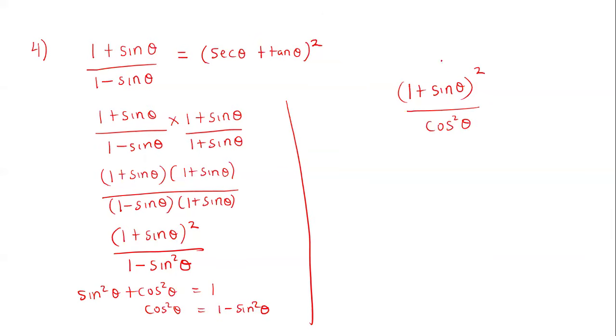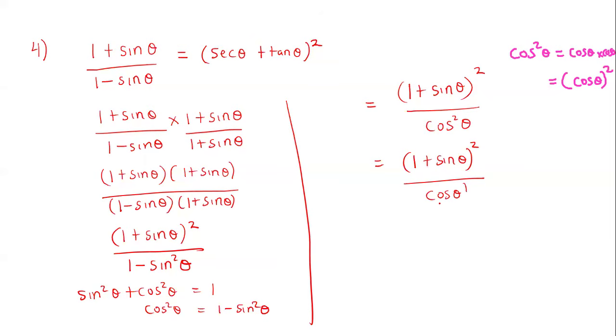So, but this is squared. Now, I want you to know this mathematics as well. You know very well that cos squared theta means cos theta times cos theta, which we can write mathematically as cos theta everything squared. So, at this next step, I'm going to say that this is the same as 1 plus sine theta everything squared divided by my cos theta everything squared.